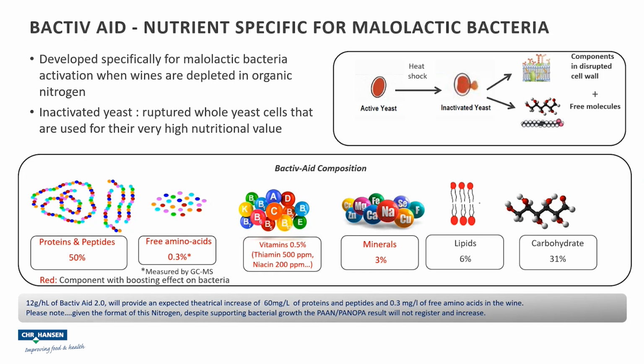It's also important to note that if you're measuring PANOPA, if you dose with Bactivate, you might not actually see an increase in PANOPA itself. That's because the format of the peptides in Bactivate tends to be as short chains, whereas PANOPA just measures individual amino acids, which is more the format that you would expect amino acids to come through in fruit itself.